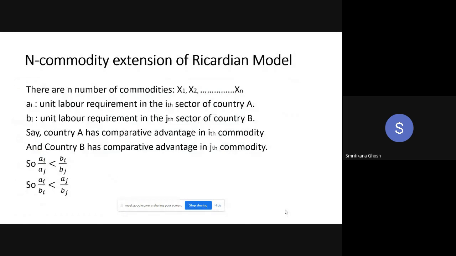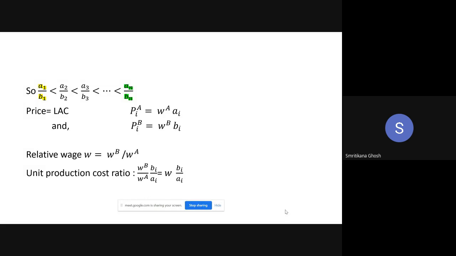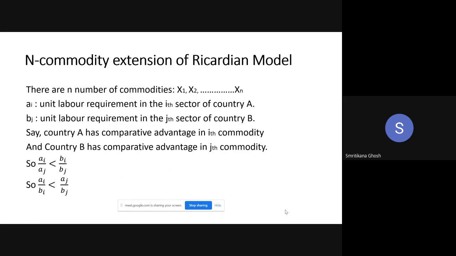So this is the thing. Country A has comparative advantage in ith commodity and country B has comparative advantage in jth commodity. So we have just rearranged them and we are writing it as AI by BI less than AJ by BJ. Okay. So this is what we have done. Now, in the next slide, before that, tell me if you have any query from this slide. Do you have any problem from this slide?